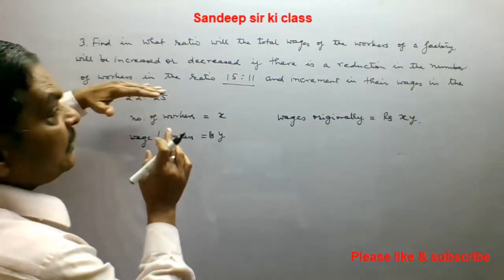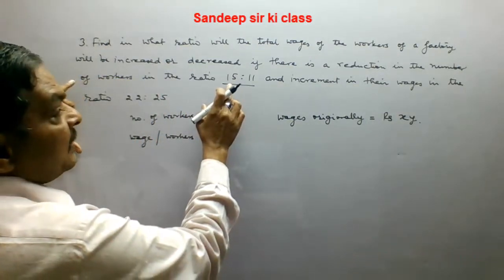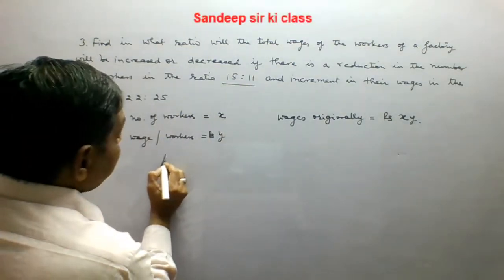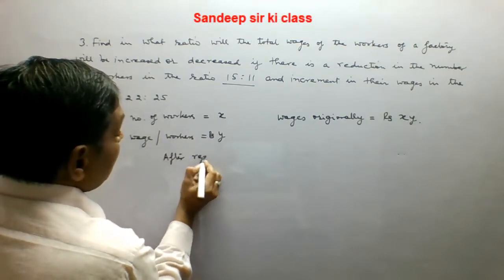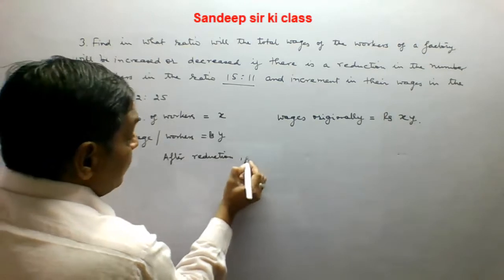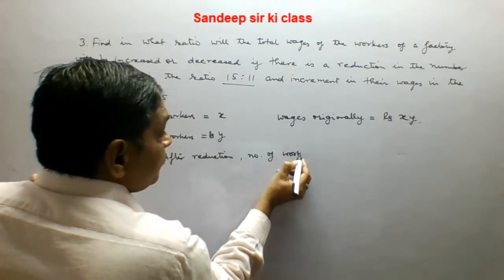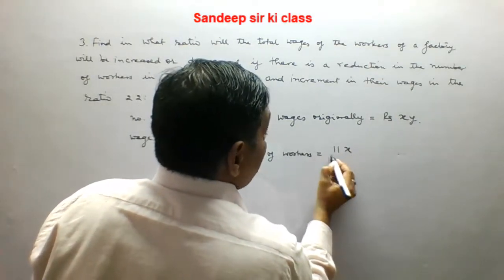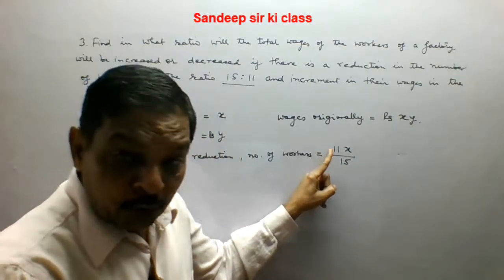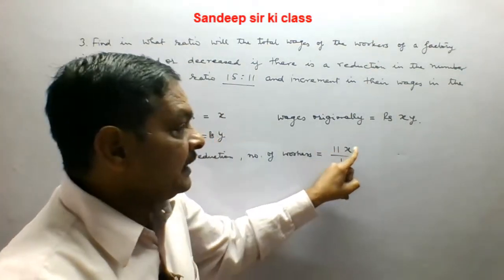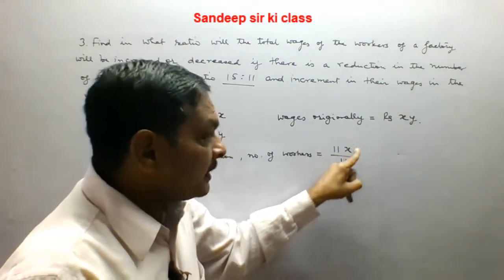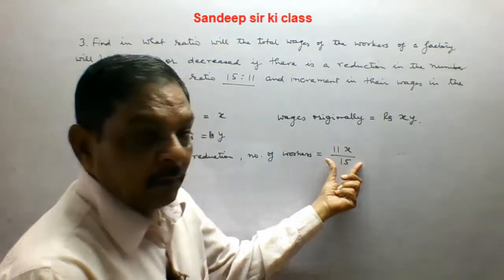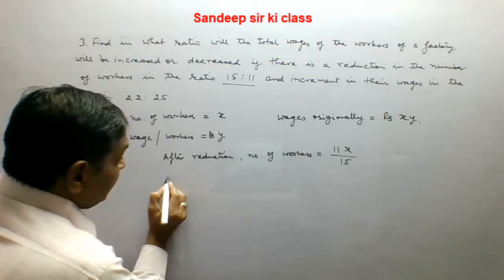Now the condition of the question is that workers are reduced in the ratio 15:11. This means after reduction, the number of workers is equal to 11x upon 15. 11 upon 15 is multiplied by x. This is a lesser number than x. So after reduction, the number of workers will become 11x upon 15.